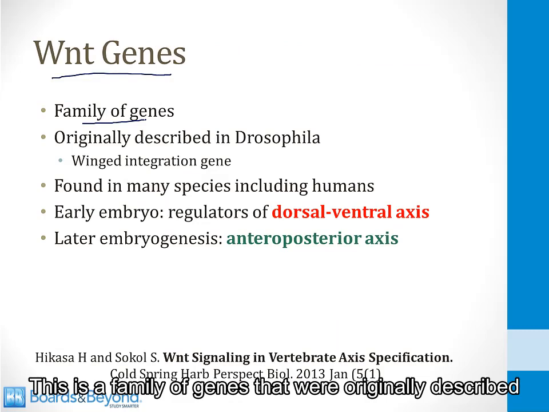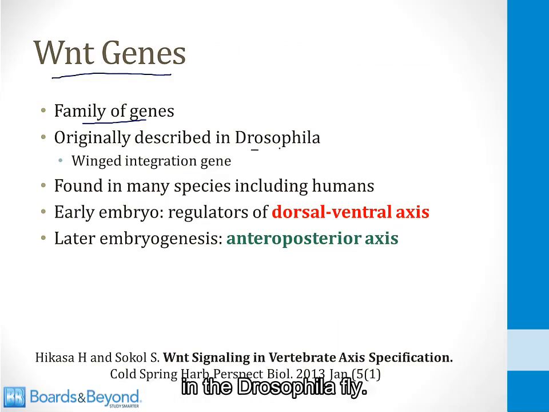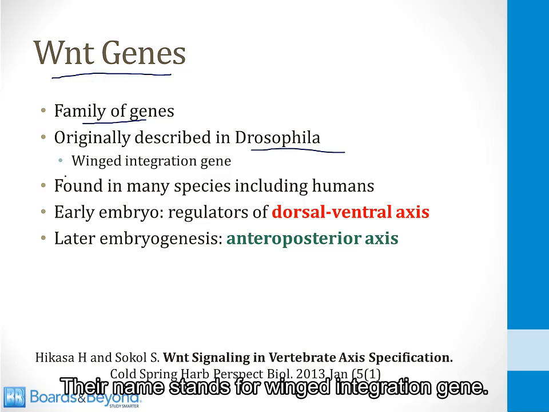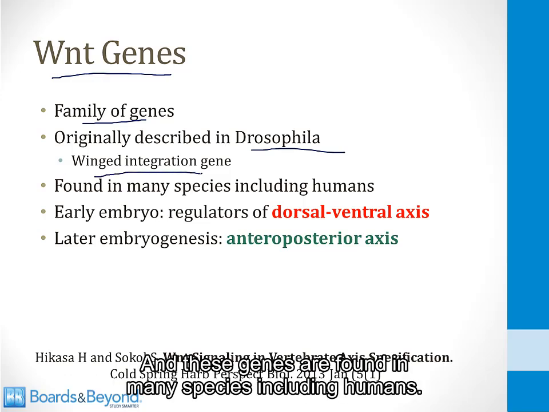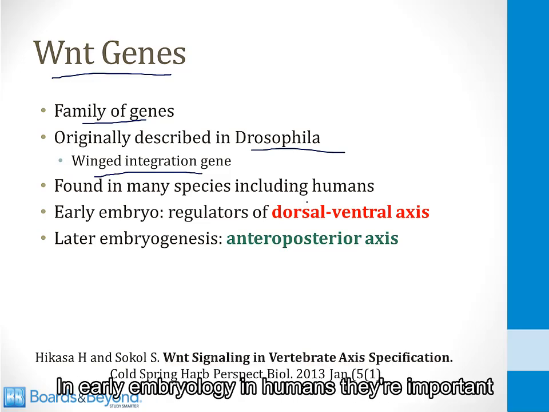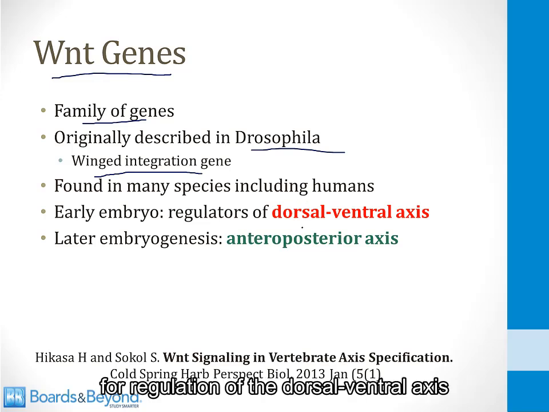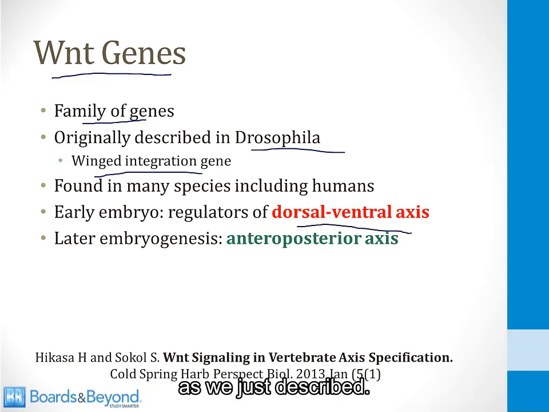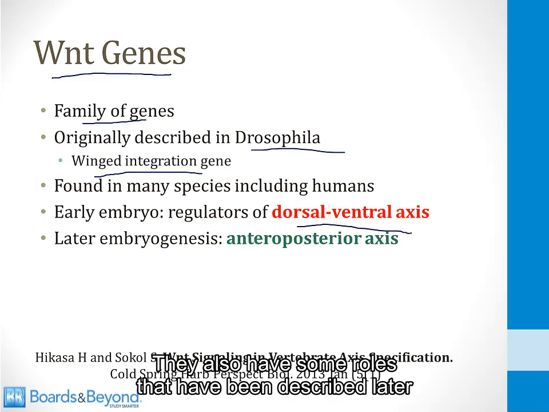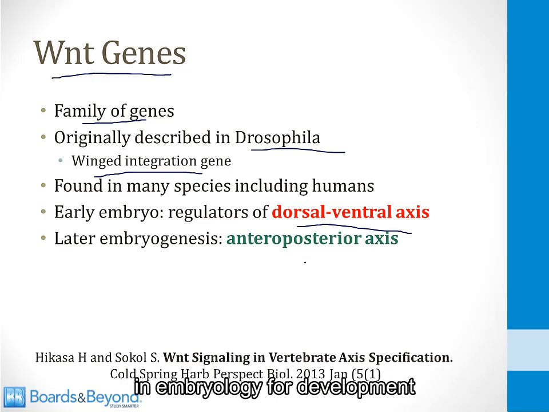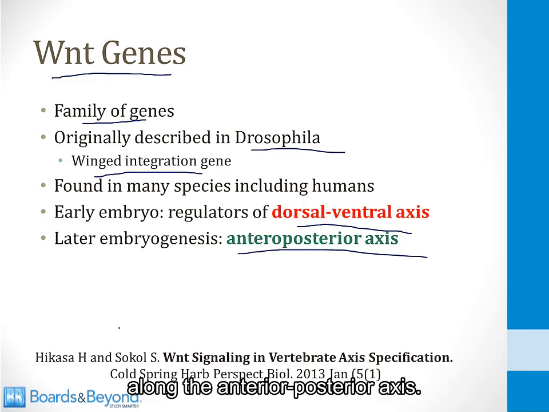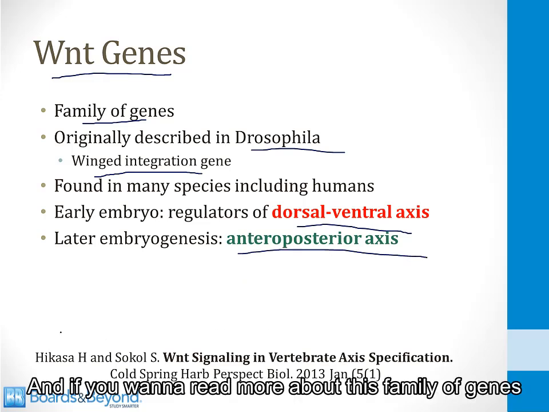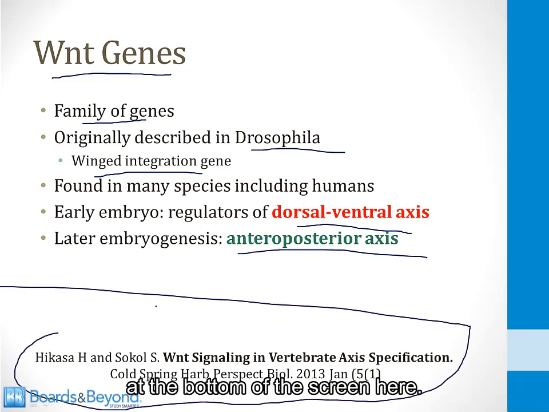This is a family of genes that were originally described in the Drosophila fly. Their name stands for wingless integration gene, and these genes are found in many species, including humans. In early embryology in humans, they're important for regulation of the dorsal to ventral axis, as we just described. They also have some roles that have been described later in embryology for development along the anterior-posterior axis. And if you want to read more about this family of genes, I've put a nice review article at the bottom of the screen here.